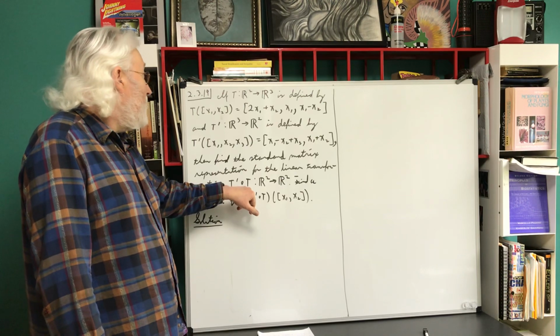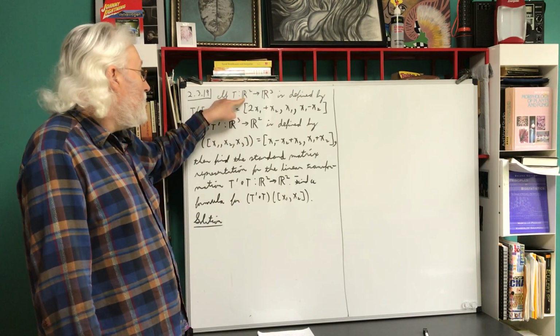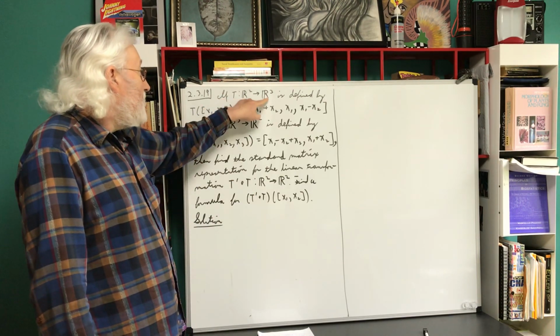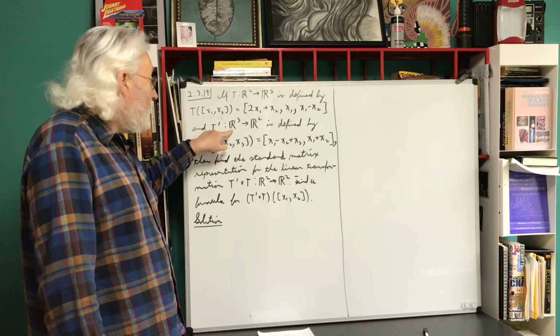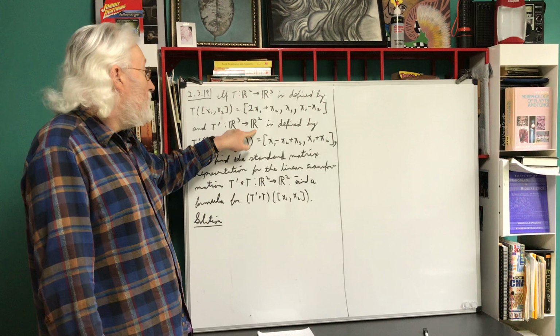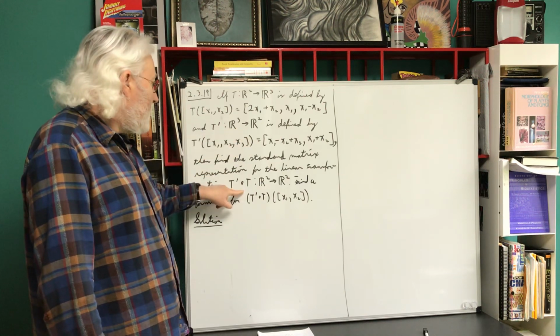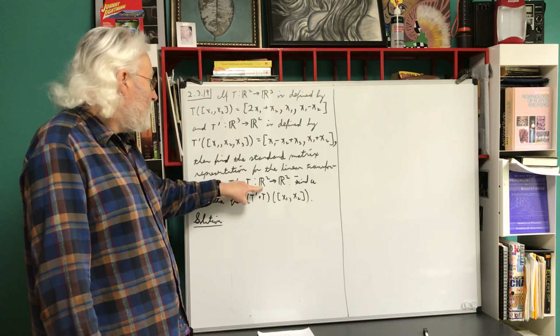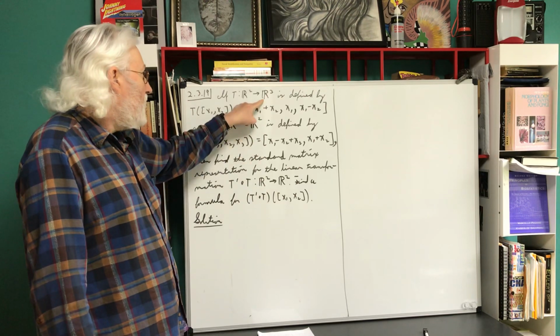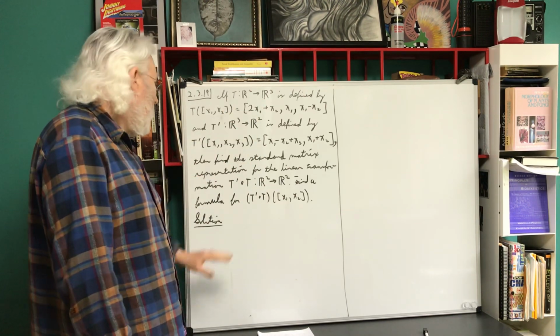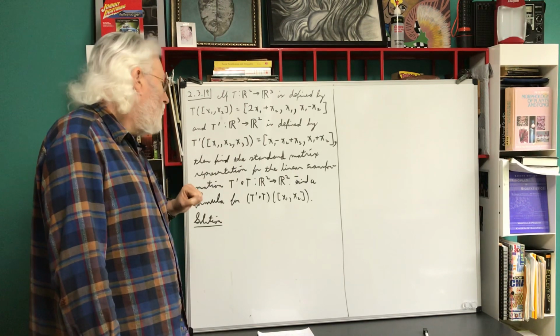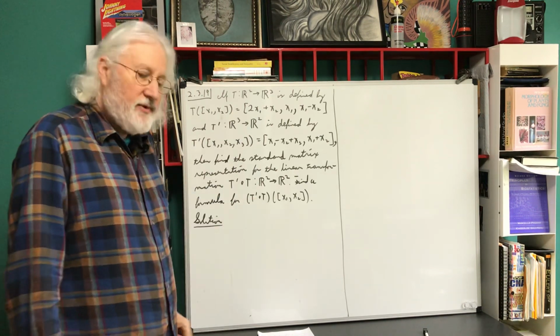The domain of T is R2, the codomain of T is R3, the domain of T prime is R3, the codomain is R2. So when we take the composition, we'll have a mapping that goes from R2 through R3 back to R2. And in addition, we're asked to find a formula for T prime composed with T.